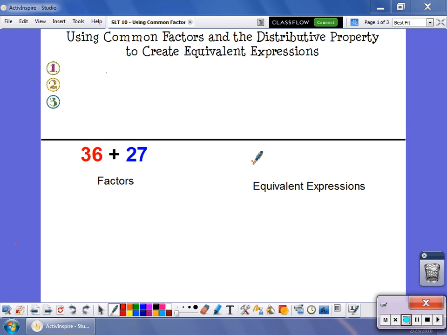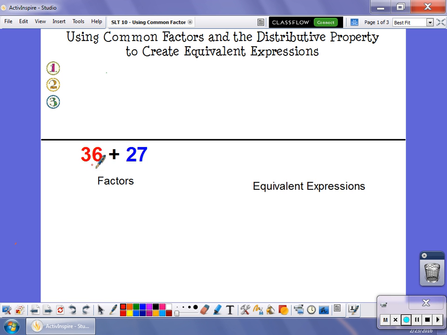You can use common factors and the distributive property to create equivalent expressions. In doing this, there are 3 steps you need to follow. But it will make a little more sense if you think of the problem as a word problem. Now we're going to look at this problem here, 36 plus 27. These are just numbers. It's a numeric expression.